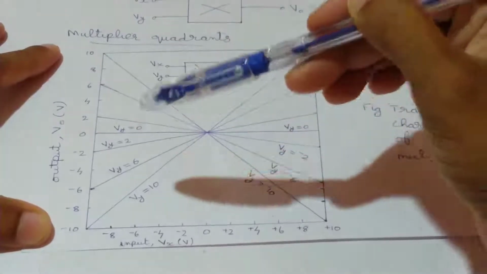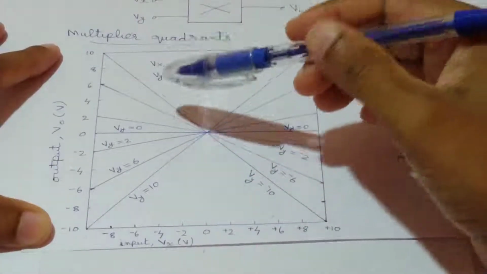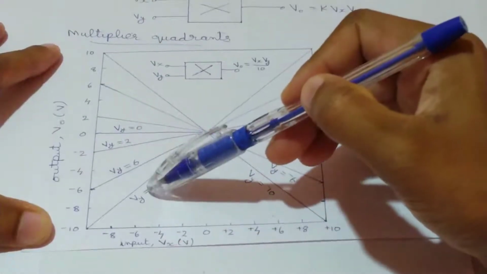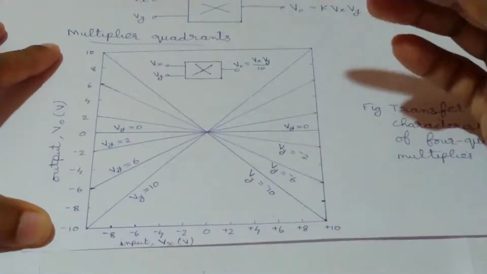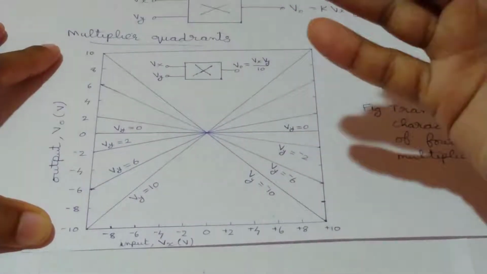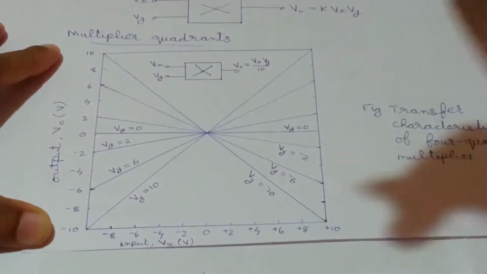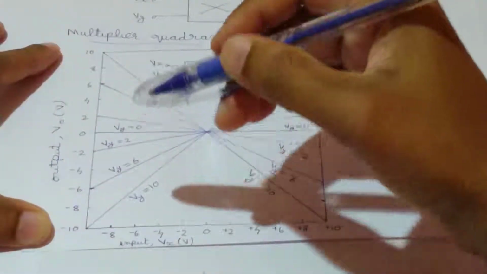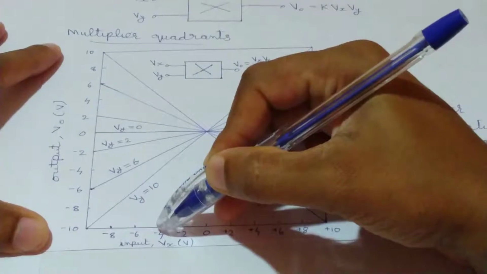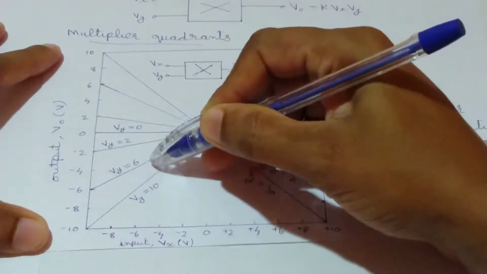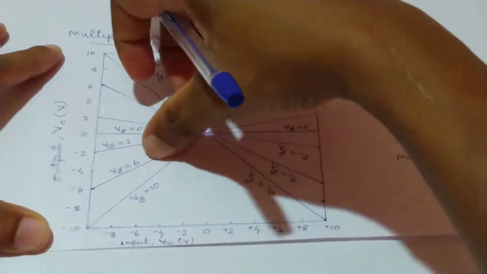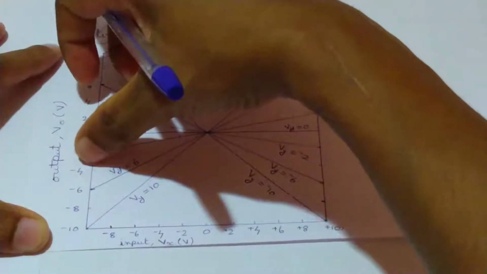Now from this transfer characteristics, we can calculate the output voltage for given Vx and Vy inputs. As an example, consider Vx value is minus 4 volt and Vy value is 6 volt. Then to calculate the output for those inputs, we need to extend from this -4 point vertically towards this Vy equal to 6 line, and the intersection of those two corresponds to our output voltage.